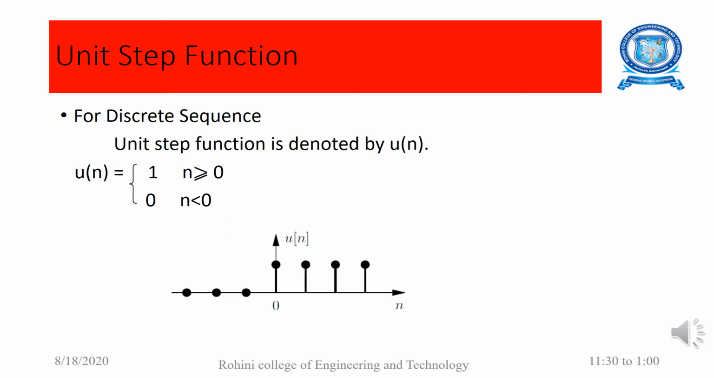Next one is the unit step function in the discrete sequence. The unit step function is denoted by u of n. There we represent u of t, here we represent u of n. So clearly understand, t is used to represent the continuous signal, and n is used to represent the discrete signal. So u of n is equal to 1 for n greater than or equal to 0, and 0 for n less than 0. So u of n value is 1 continuously when n is greater than or equal to 0, and u of n value is 0 for n less than 0.